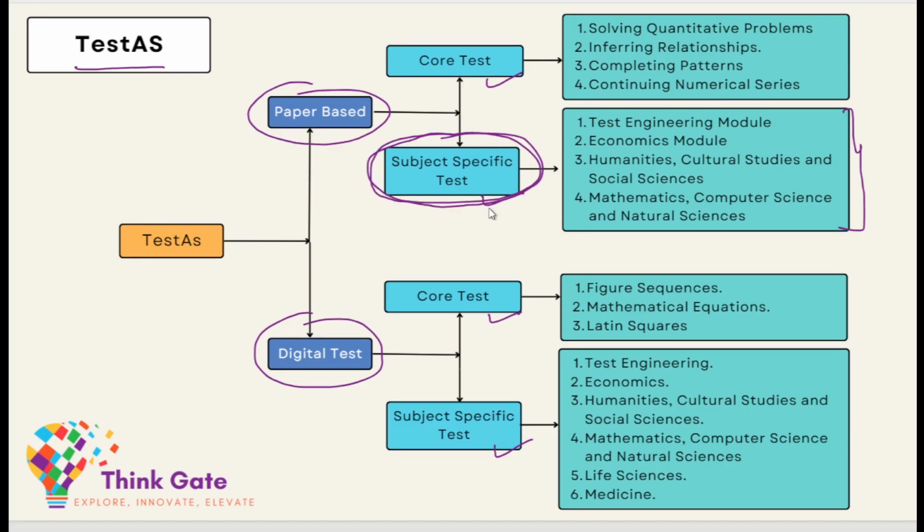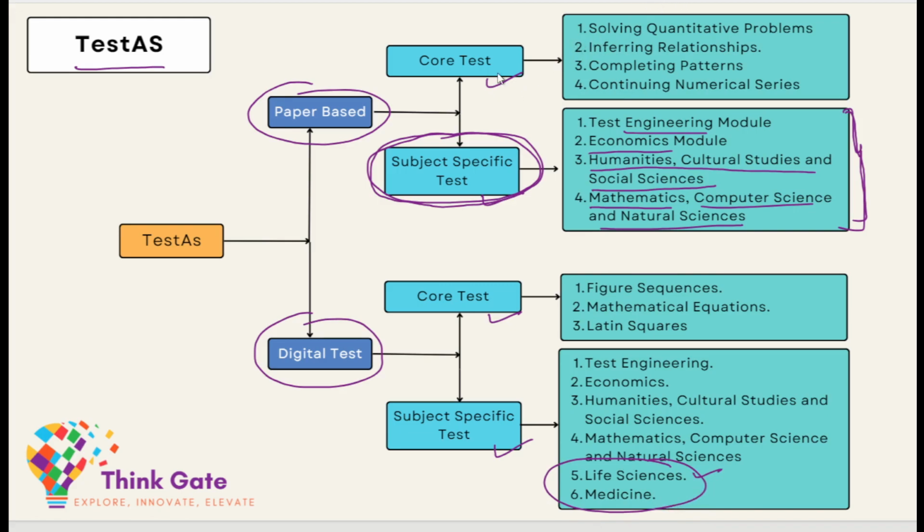Now coming to the subject-specific module. Out of the given choices, you need to choose one subject in which you intend to pursue your higher studies in a German university. For the paper-based exam, the available options for the subject-specific module are engineering, economics, humanities, cultural studies and social sciences, mathematics, computer science and natural sciences. For the digital exam, you have two more options: life sciences and medicine.